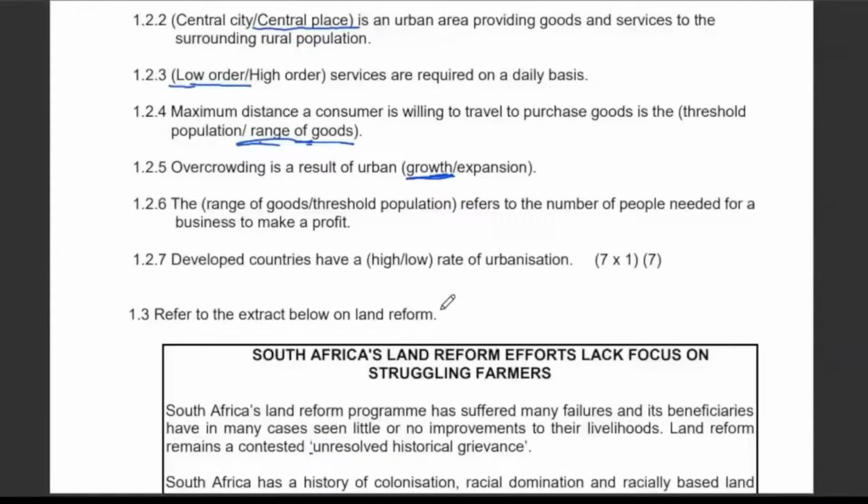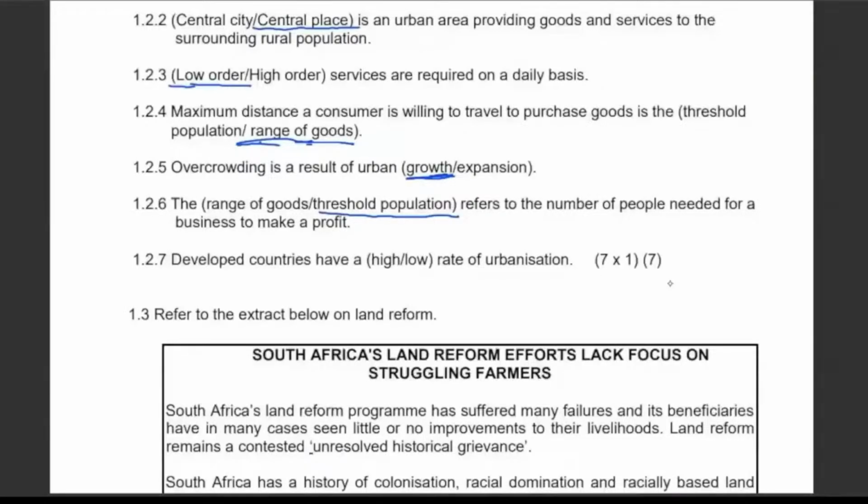Right. The dash, is it range of good or threshold population? Refers to the number of people needed for a business to make a profit. That is a threshold population. Threshold population, we are looking at the minimum number of people required to support a service in order for it to sustain and make a profit. So it implies that there is a certain number of people who must be in a given area to support a business, of which if the number falls below the minimum required, that business will fail and automatically will close because it won't be having sufficient customers to support its provisions. Right, that is with threshold population.